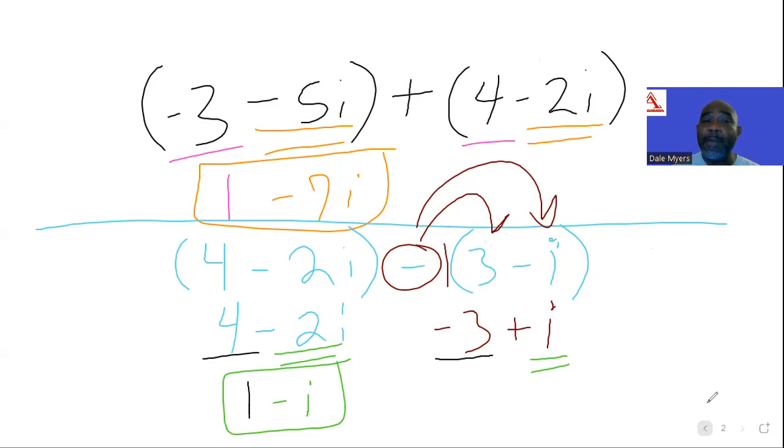Next up, we're going to multiply complex numbers, and we're going to do it just like you would multiply any polynomial, any binomial, excuse me. All right, but again, stay tuned for that.